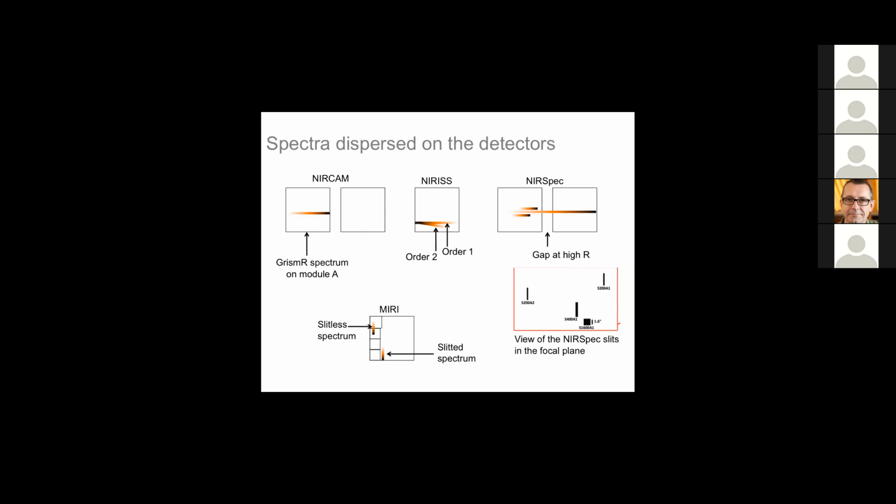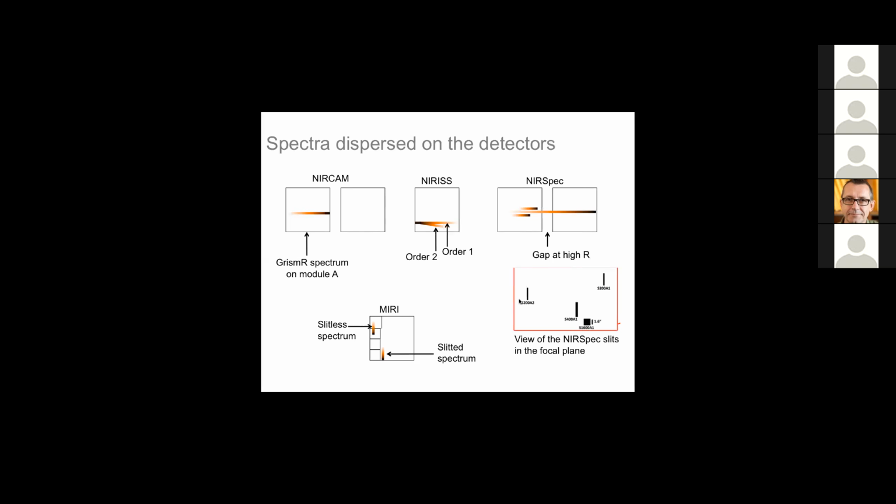On NIRSpec, there are the slits. So that, as I said, there are 4 slits, actually 3, 1 big aperture, and a backup slit on the other side of the field of view, which should not be used for your science observation, at least in the first cycles.